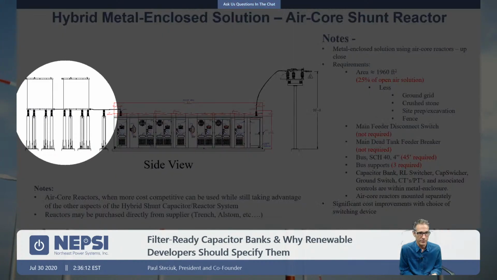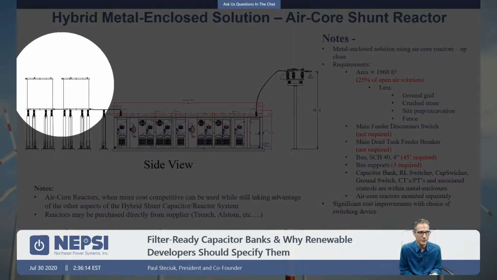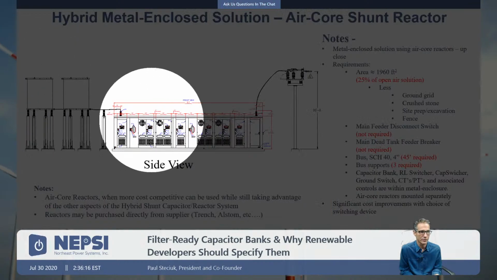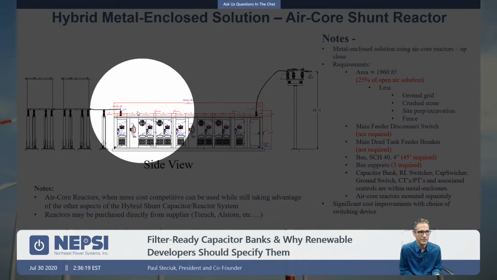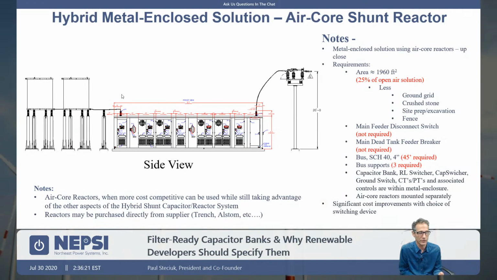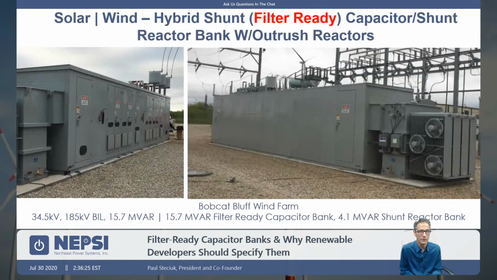The key here though is look at the size of these shunt reactors. They're huge. They're almost as big as the whole capacitor bank. So you get the magnetic field clearance requirements around those that you must abide by. So here's an example of how that might look.